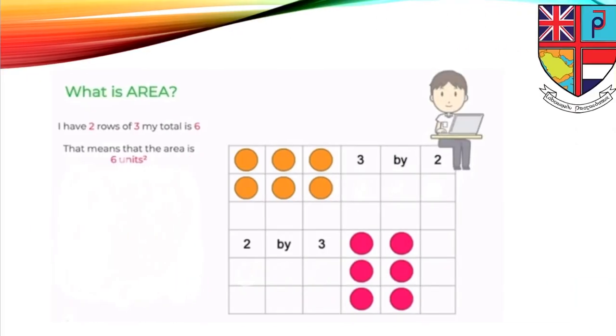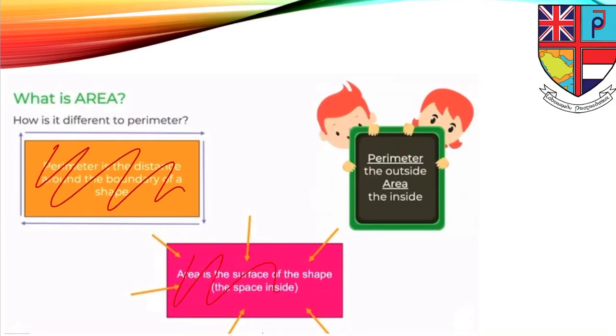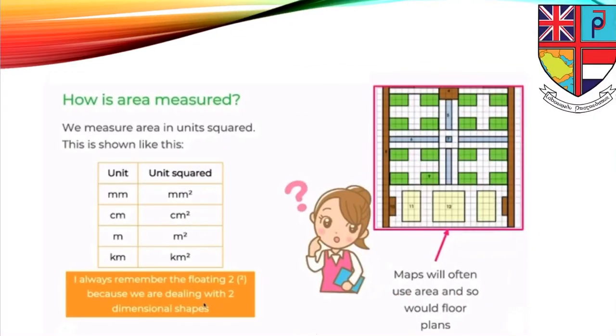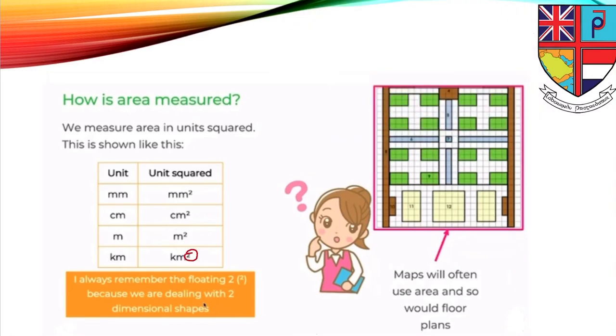Let's see what we've got. Okay, so here's a quick reminder. The area is the inside of the shape. It covers all of this area along here. Okay, perimeter is the outside. So how is area measured? So we all know our regular units of measure: millimeters, centimeters, meters, kilometers. But there's something extra that we do with area. We also use this little floating 2. Okay, and that just means that we're dealing with area.